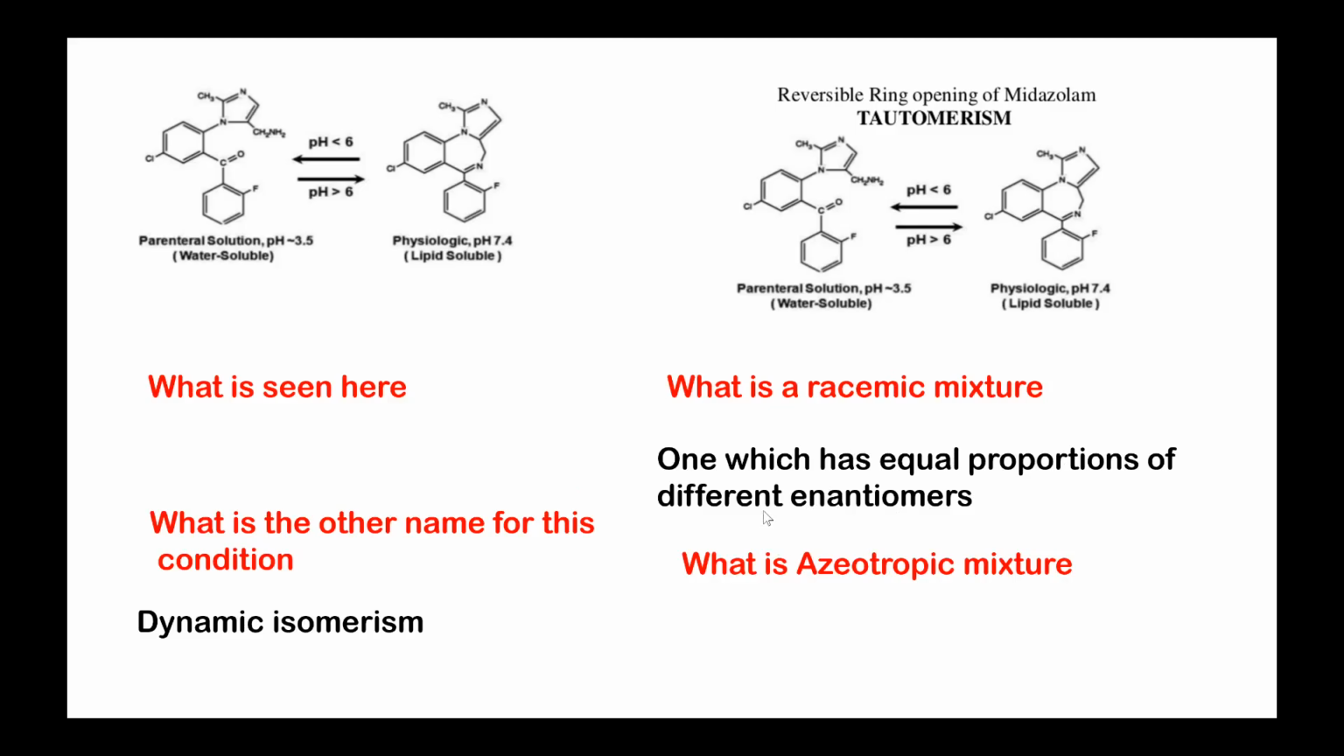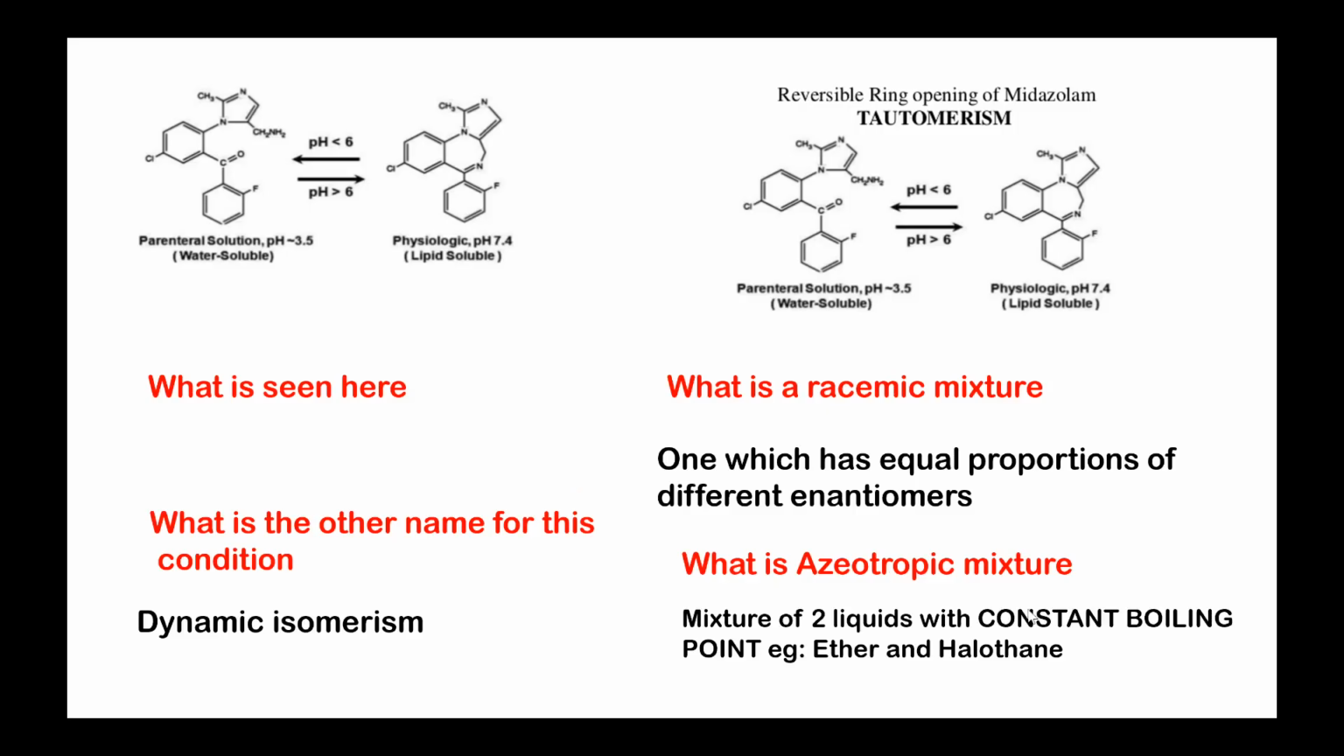This is historical: a mixture of halothane and ether. Two liquids with a constant boiling point form an azeotropic mixture. What is a eutectic mixture?